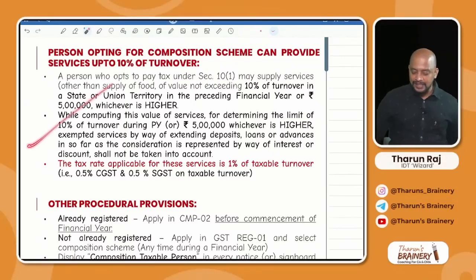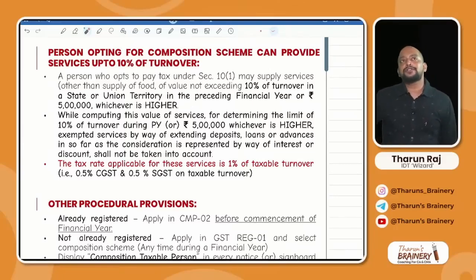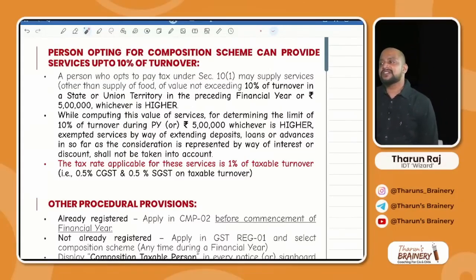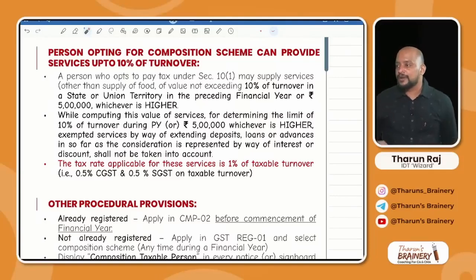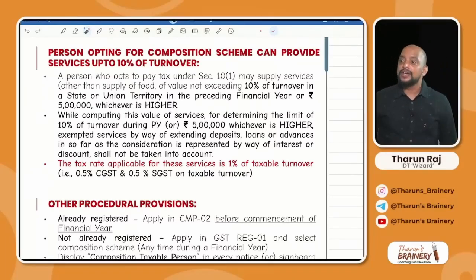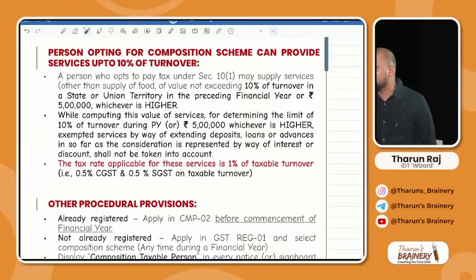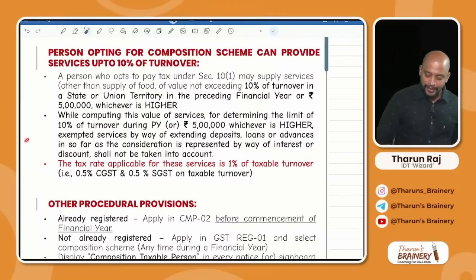Okay. And while computing this 10% limit, don't take interest on loans, advances, deposits. For example, concentrate, please listen. Previous year, my turnover is 120 lakhs. 120 lakhs into 10% is what? 12 lakhs or 5 lakhs, whichever is higher, 12 lakhs. Now in the current year, I have provided 11 lakhs worth of services, and I have 3 lakhs of interest income. Whether I cross the 12 lakhs limit or not? I have not crossed the 12 lakhs limit, because only services other than interest you take. So interest is also service, but don't count that for the composition scheme. So 11 lakhs does not exceed 12 lakhs. So therefore the current year I have not crossed the limit. Is it clear or not?